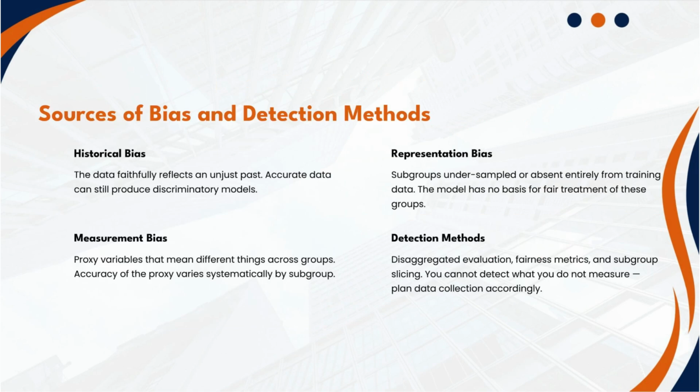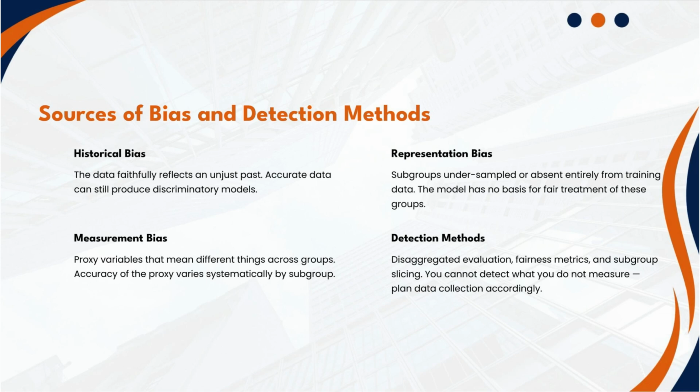So where does bias actually come from? Because if you think it's just biased data, you'll only fix a fraction of it. Let me give you the main sources. Historical bias. Your data faithfully records a world that was unfair. Train on historical hiring, learn historical discrimination. The data is accurate. That's the problem.